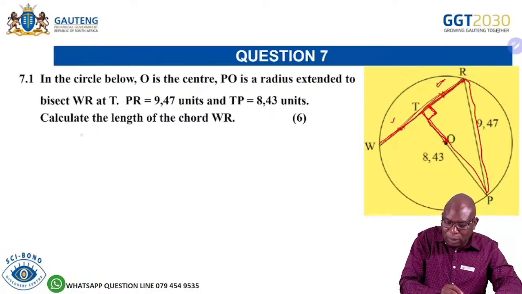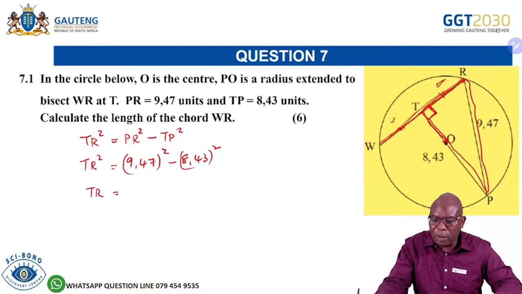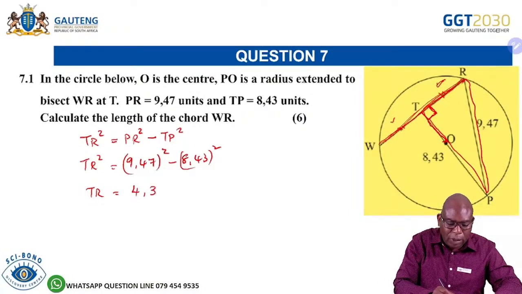So I'm going to say, okay, TR squared equals PR squared, which is the hypotenuse, subtract the other side, TP squared. Then TR squared is going to be 9.47 squared minus TP 8.43 squared. And TR without the square will then be equal to 4.31. So it's units. Done.